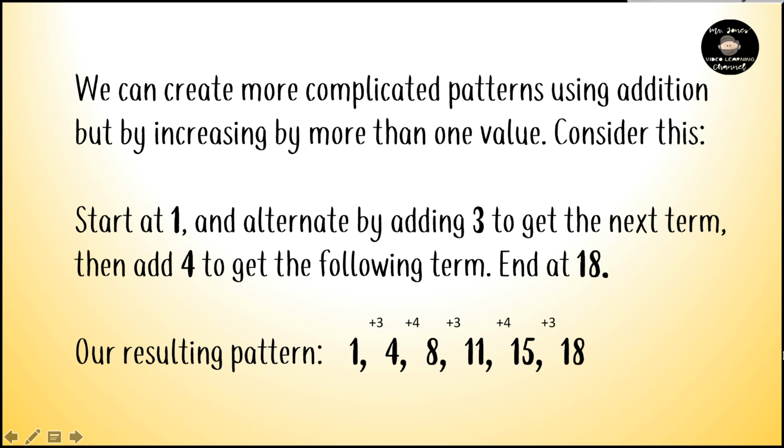We can also create more complicated patterns using addition, but by increasing by more than one value. So consider the following. If we start at 1 and alternate by adding 3 to get the next term, and then 4 to get the following term, ending at 16, this is what our resulting pattern would be. We would have 1, we would add 3 to get 4, we would add 4 to get 8, then we would go back to adding 3 to get 11, 4 to get 15, 3 to get our final term of 18.